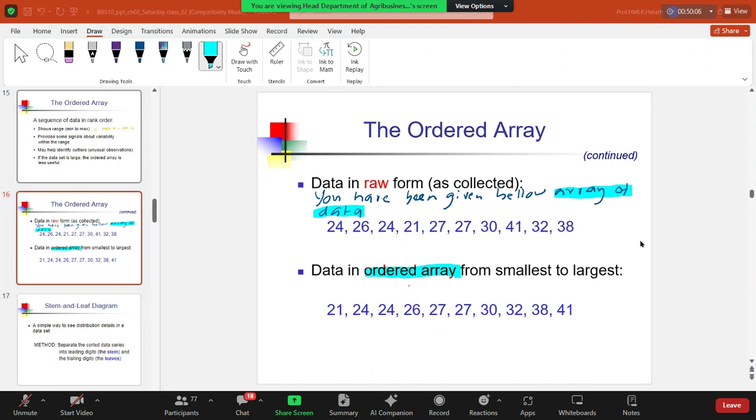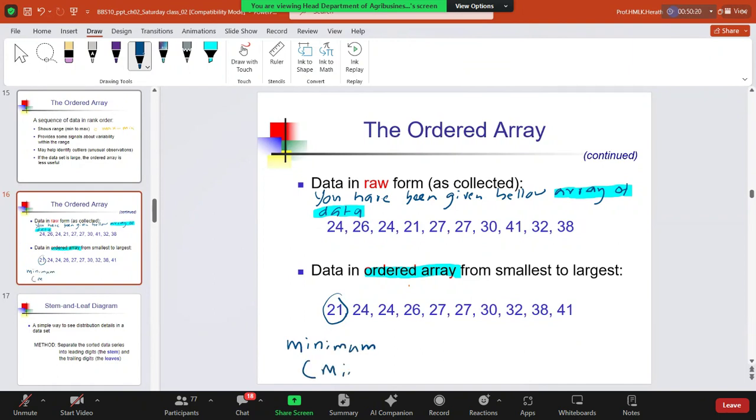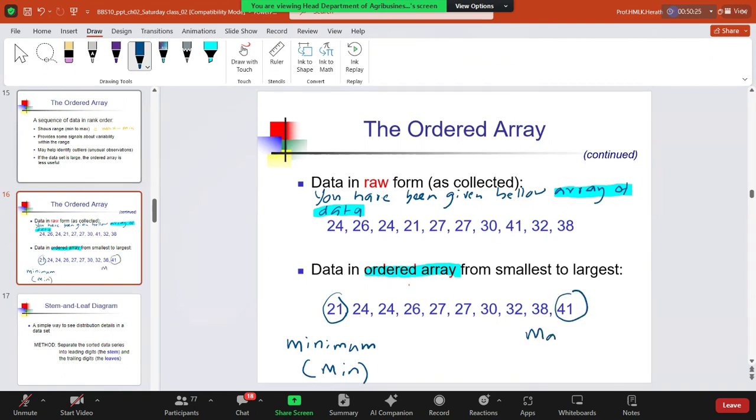So this is the minimum value. We call this min. This is the maximum. We call this max. So this is the way how we get an ordered array.